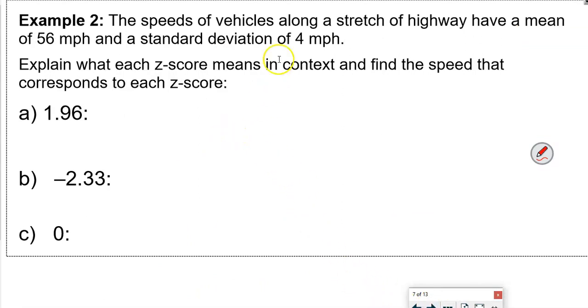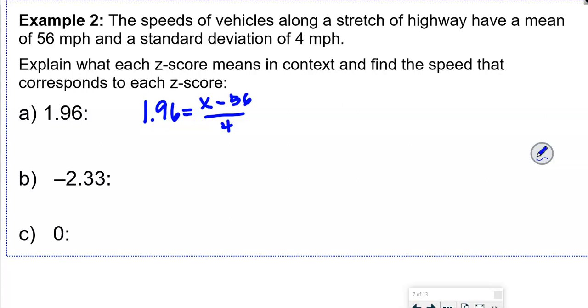So this one says the speeds of vehicles along the stretch of highway have a mean, again, of 56 and a standard deviation of 4 miles per hour, right? So this is similar to the previous problem, only this time we want to talk about how to find the speed that corresponds to each z-score. So we're going to use our same formula, only this time we're going to say our 1.96 is going to be equal to our x minus our 56, right? And then that's going to be divided by 4.